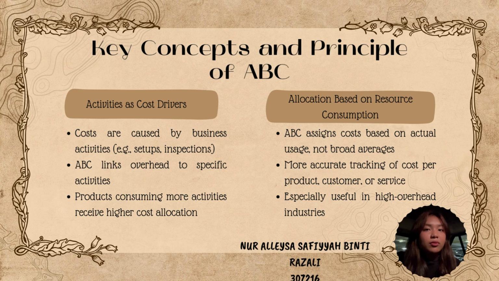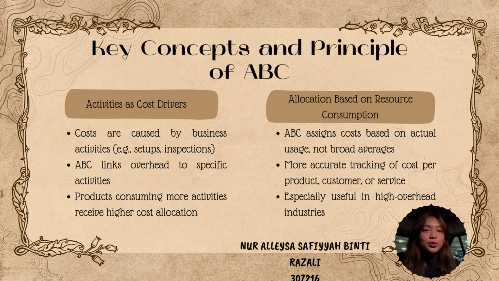But as industries evolved, products diversified, and overhead costs grew more complex, this volume-based method started producing misleading cost information. In other words, products that use fewer resources could be overcosted, while complex, resource-intensive products could be undercosted. In response to these limitations, activity-based costing was developed in the mid-1980s.